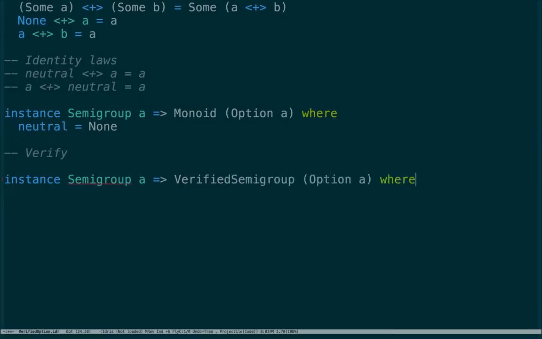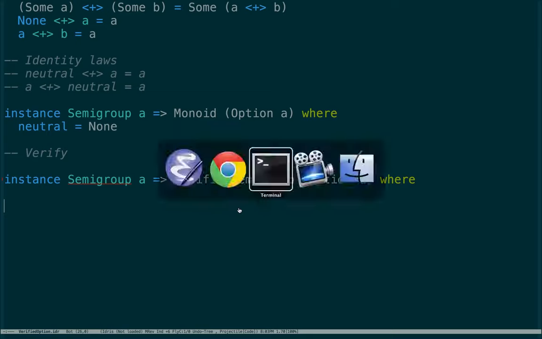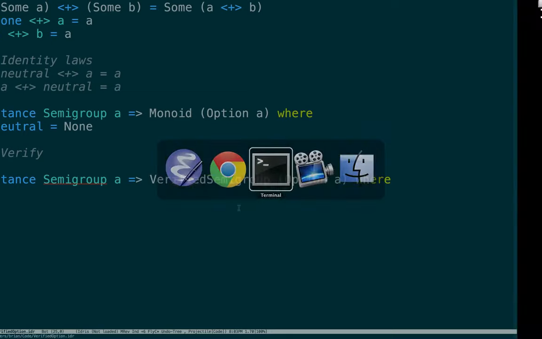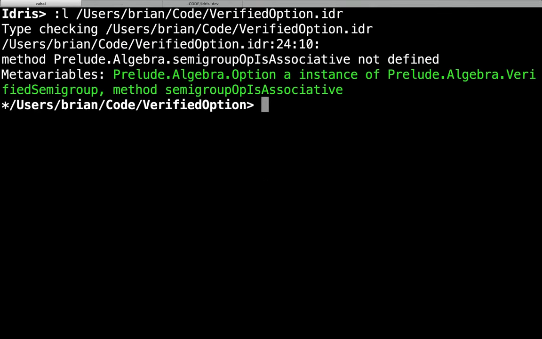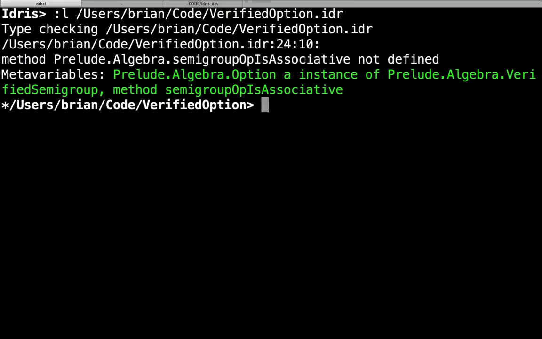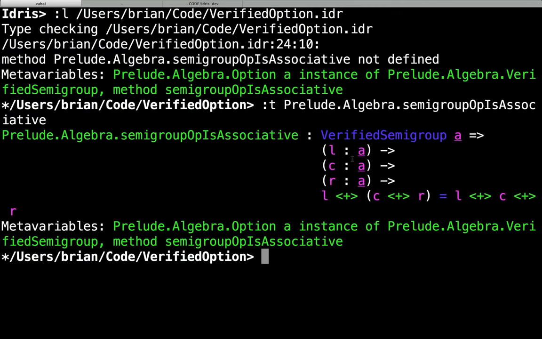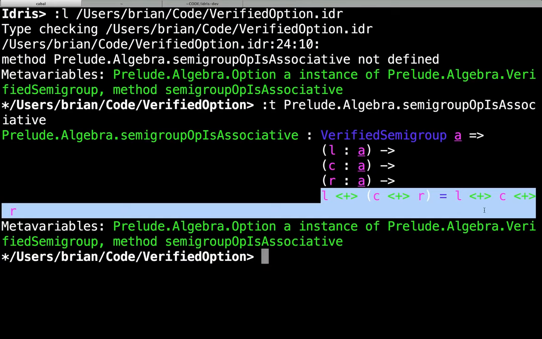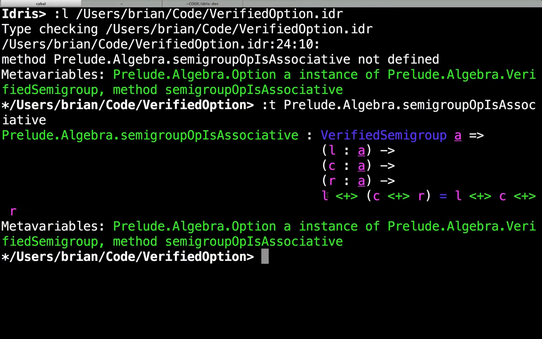And by implementing this, we have to define an operation, and that operation will be a proof. So let's load it up. I can't remember the name for it, so we'll get Idris to tell us what the name is. It's called semigroup op is associative. And if we look at the type, we will take an option A, an option A, an option A, so left, center, and right. And then we'll have to give this thing this return type.